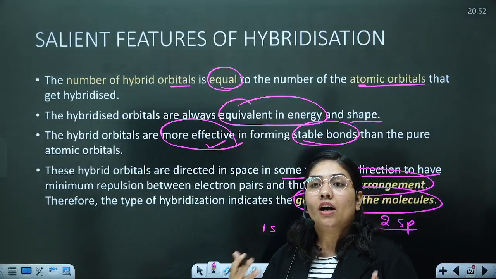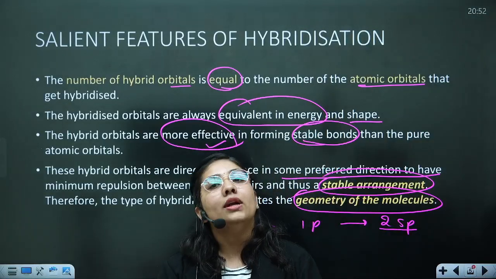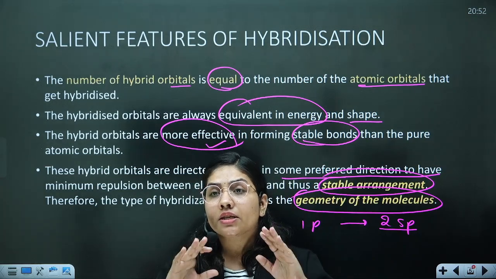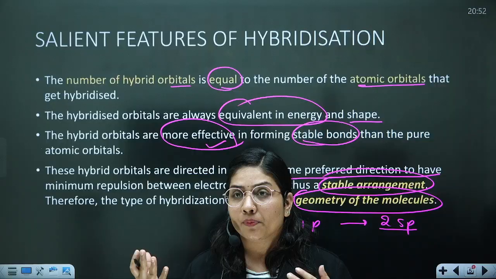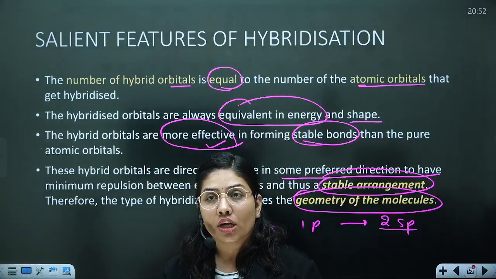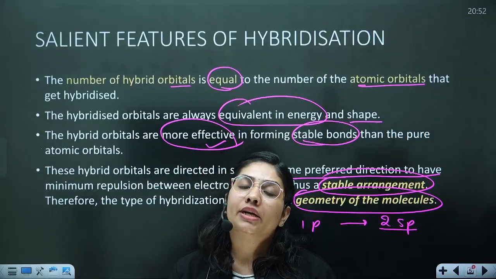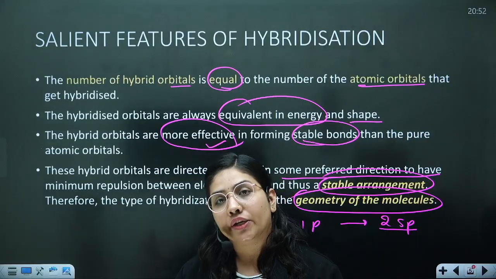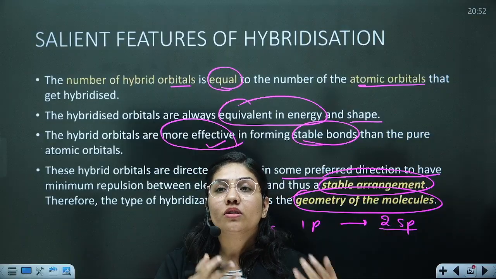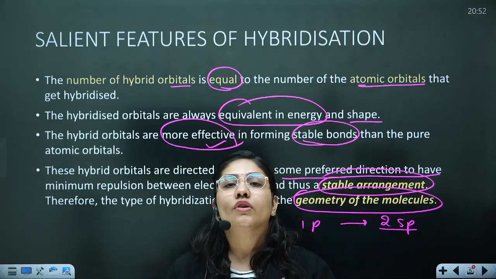Why are we using hybridization? This question is answered here. What is the application of hybridization? Hybridization gives us a way to tell the geometry of a particular molecule. If we know the hybridization state of a molecule, we can predict the geometry of the molecule and somewhat the behavior also. If we know the geometry, we know the behavior. If we know the bond angle, we know the behavior.